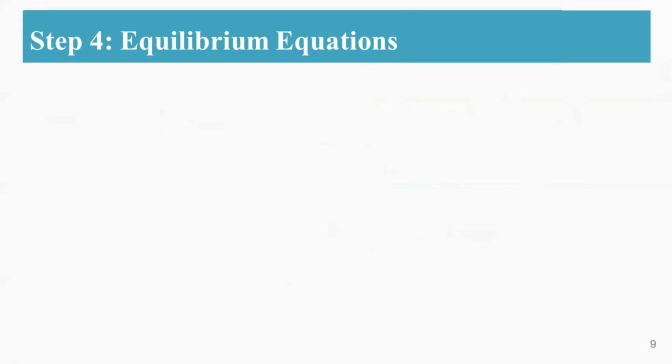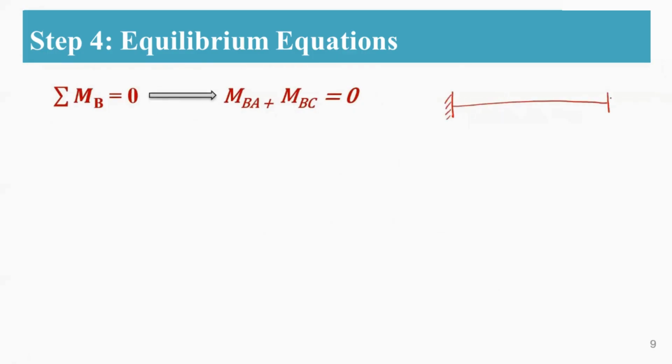Now when we use the equilibrium equations in step 4, what will become? Here sigma MB will be equal to 0, so that means it is a joint equilibrium condition. Suppose you just consider this ABC beam, a two span continuous beam. Here B will be your joint. So sigma MB will be equal to 0, that means MBA plus MBC will be equal to 0.